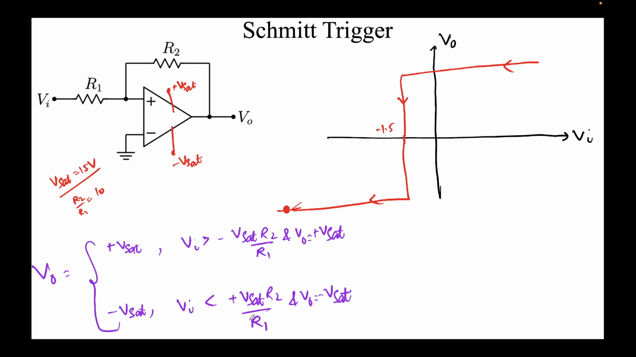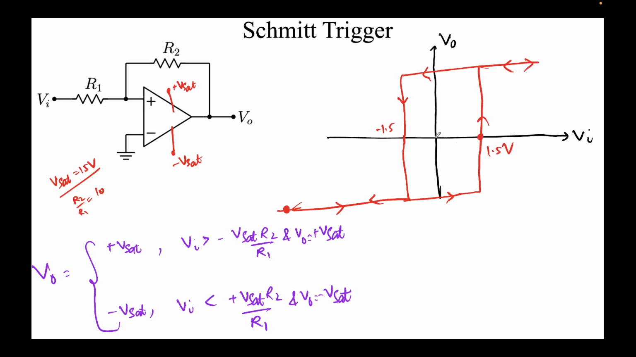Till Vi is less than this value. This value we have already determined to be 1.5, because Vsat is 15 and this value is 10. So it will remain. Now we'll start increasing from a very large negative Vi. Hence this arrow, again this arrow is like this, and it will stay at minus Vsat till Vi is less than 1.5. It will stay like that, and at 1.5 it will switch. So this voltage is 1.5 volts, and then it will go like this.